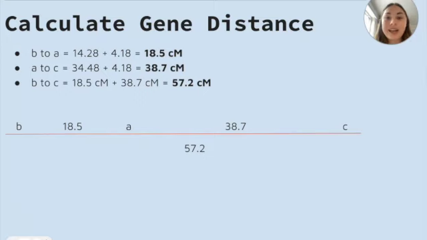The distance between A and C is 38.7 map units, which is the sum of the calculated percent on the last slide from the single crossing over group 2, which was 34.48 map units, and the double crossing over group, which was 4.18 map units. The sum of the distance from B to A and A to C is equal to 57.2 map units and is the distance from B to C.